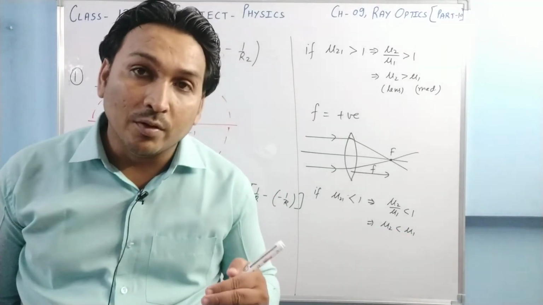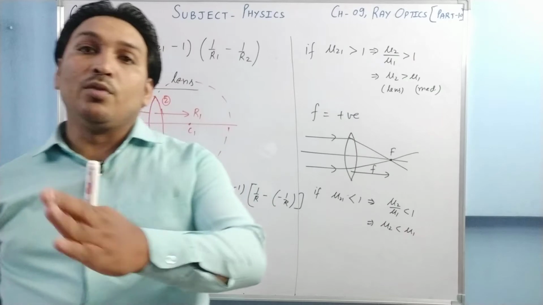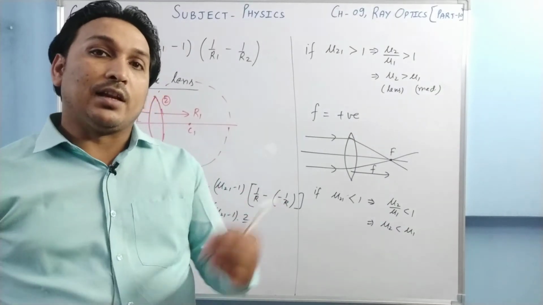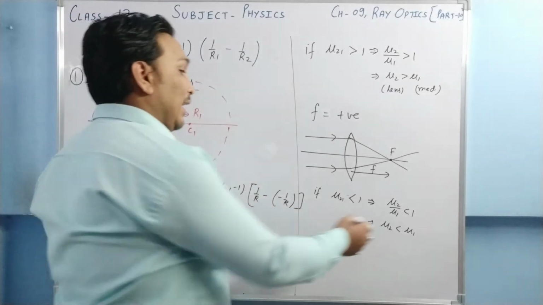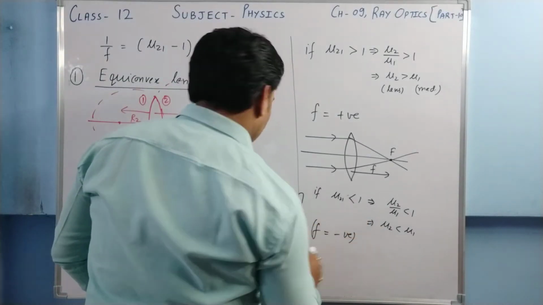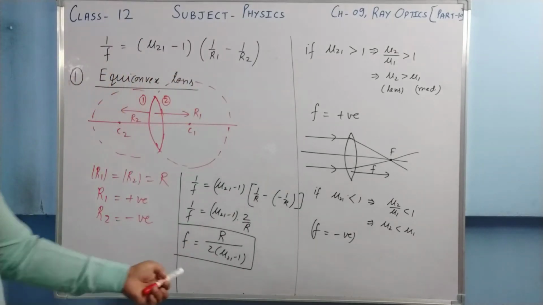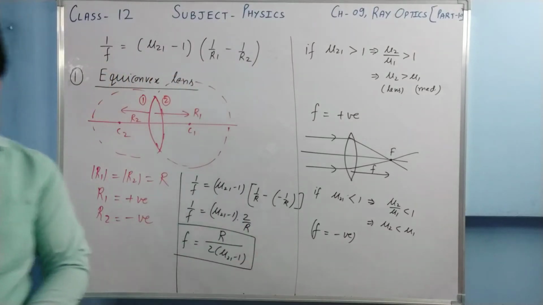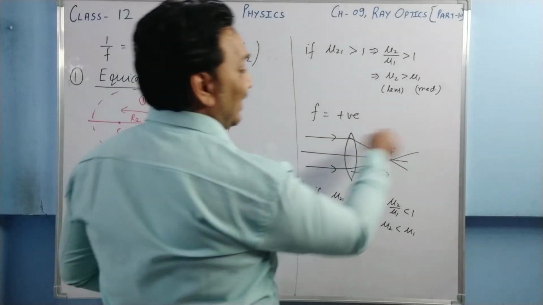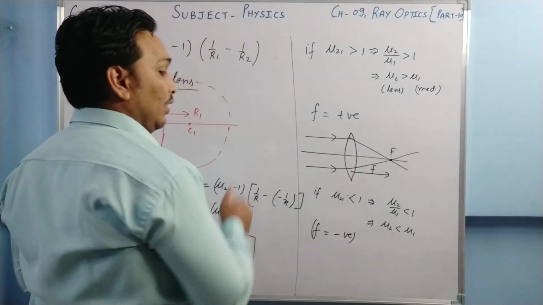It means the medium of the lens is rarer and the surrounding medium is denser. In that case, focal length comes out to be negative. If mu2 is less than 1, f comes out to be negative, and it simply means that the focus will not lie on that side of the lens, it will lie behind the lens.